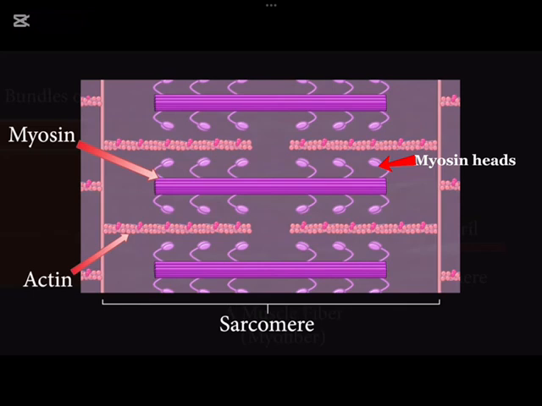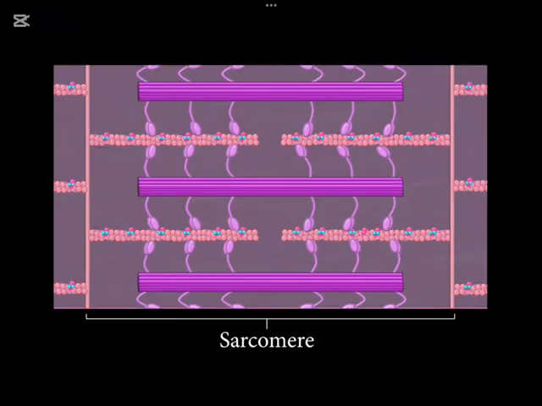In the structure of this sarcomere in the relaxed muscle, actin and myosin filaments partially overlap. Actin is the thin filament, while myosin is the thick filament with projecting myosin heads. The myosin heads are responsible for forming cross bridges with actin during contraction.